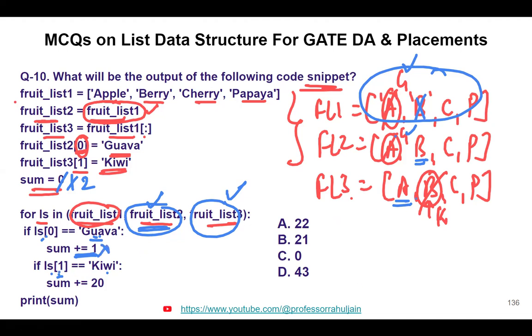And list[1] is kiwi? In this particular list 3, the first index element is the kiwi fruit. Yes, it is kiwi. So sum equal to sum plus 20. Sum is 2, and 2 plus 20 is 22. Finally, print the sum. The final answer is 22. Option A is the correct answer.